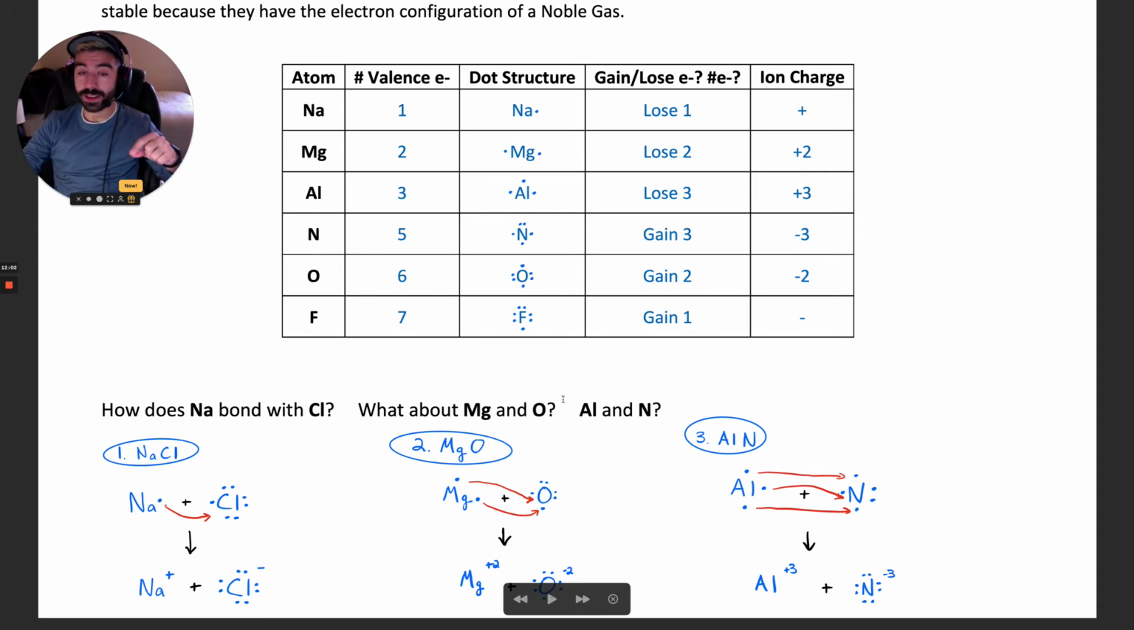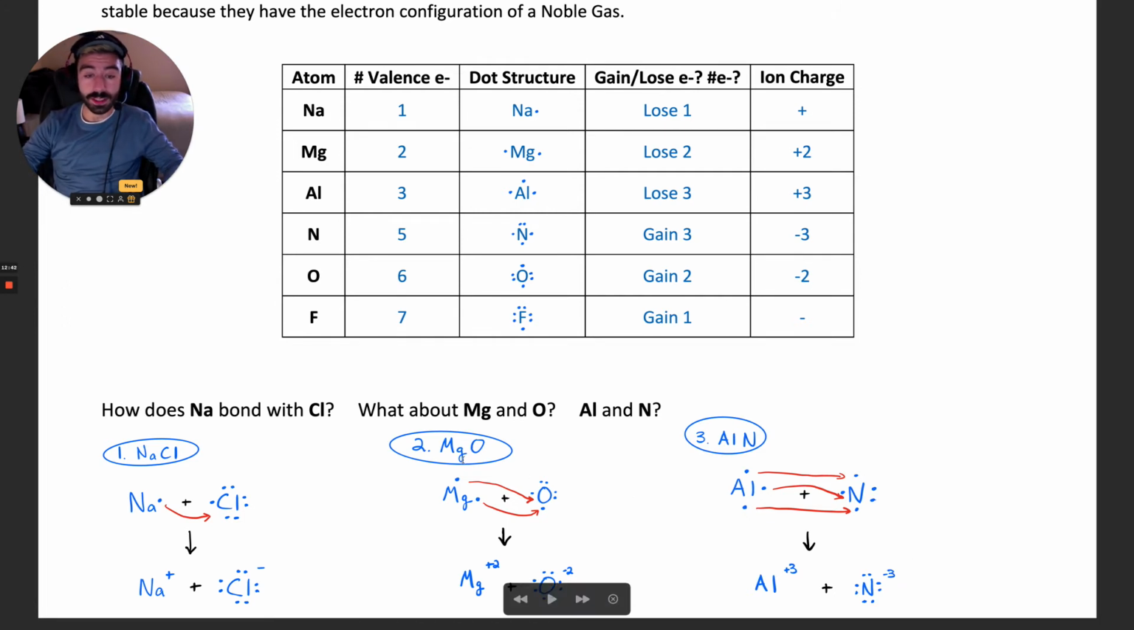For magnesium and oxygen, the same thing happens. Magnesium, and I'm sorry for this little symbol here, magnesium has 2 electrons and oxygen has 6. This wants to lose 2, this wants to gain 2. Both get donated, and then we get magnesium +2 and oxygen -2. Aluminum has 3, nitrogen has 5, so this wants to lose 3, this wants to gain 3. So we get aluminum with a charge of +3 and nitrogen with a charge of -3. And in each of those cases, we see ionic bonding.